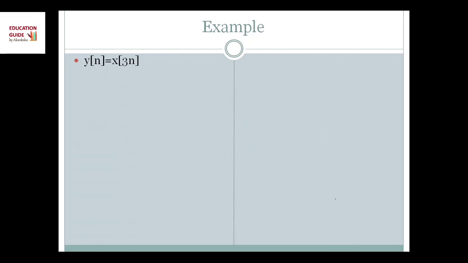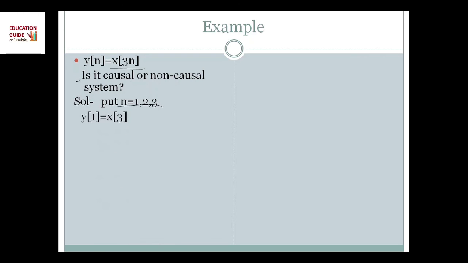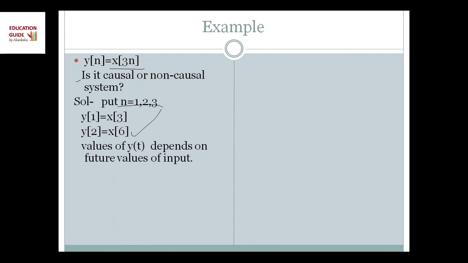Next example is y(n) = x(3n). Is it a causal or non-causal system? Put n = 1, 2, 3. So y(1) = x(3). Similarly, y(2) = x(6). Values of y(n) depend on future values of the input. So it is a non-causal system.